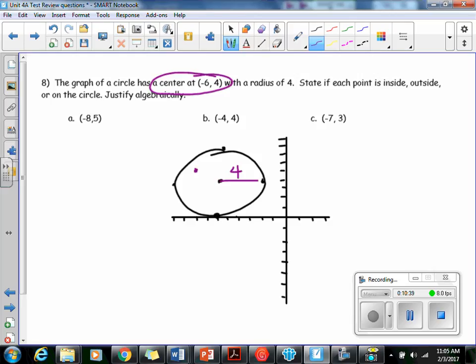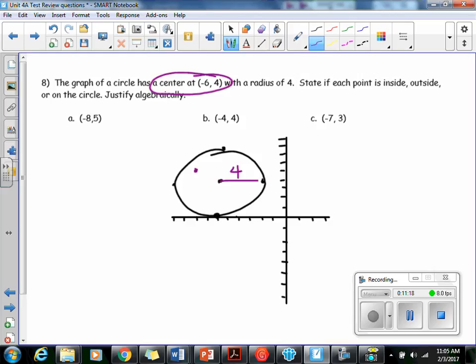What they want you to do is find the distance using what you know about a circle. Well, first of all, if the radius is 4, that means anything within 4 units of the center is going to be inside the circle. Anything that has a distance greater than 4 units away from the center is going to be where? It's outside the circle. If the distance from the center to that specific point is exactly 4, that means it's going to be on the circle. So what I need to do is figure out how far the point (-8, 5) is away from (-6, 4).